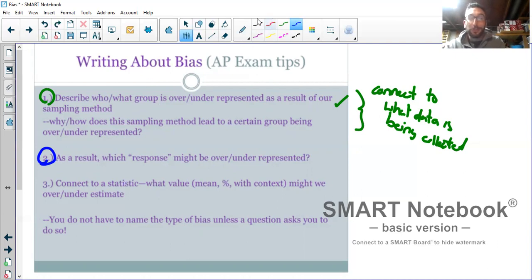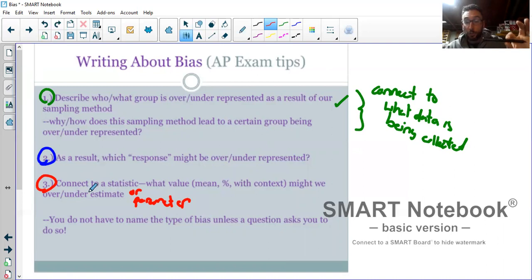And then the third thing that we want to do a lot of times is connect specifically to a statistic, or it could be a parameter that we're trying to estimate, right? So if I do a convenience sample, ask the front of the plane, I get mostly first class passengers, so they're overrepresented. As a result, yes, I'm satisfied with the flight is overrepresented. And then number 3 is saying, so I'm going to probably overrepresent the percent of passengers who are satisfied with their flight, or underrepresent maybe the percent of passengers who are dissatisfied.